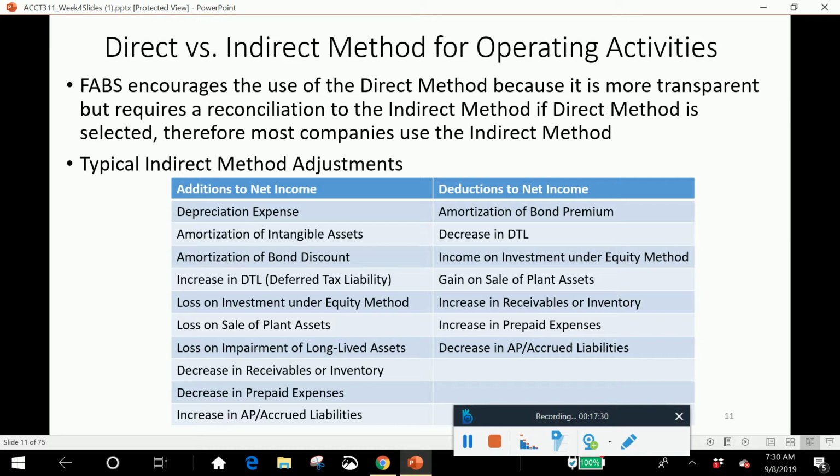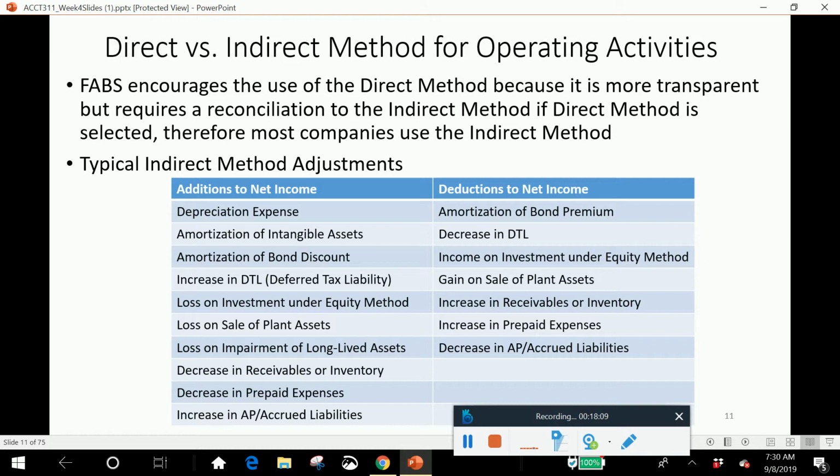Each company is a little bit different, but generally speaking, because the direct method is more transparent, it's easier for the investing community and for creditors to understand your cash flows, and therefore some companies find it beneficial to provide that more transparent information to make it easier to get loans or to enter into financing arrangements, etc.